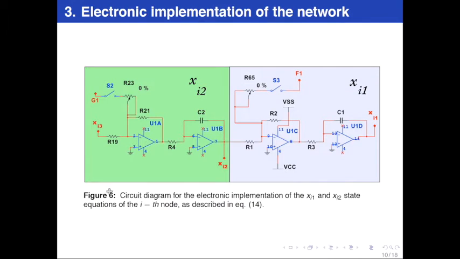Figures 6 to 8 describe one single node in the network. Since the values of the coefficients are set as gains in the op-amp configuration with basic resistors and capacitors, the electronic implementation presents intrinsically the tolerance values of alpha as described before. Here, in figure 6, it can be seen the circuit diagram of the states x subindex 1 and x subindex 2, which are represented in the article as equations 13 to 15.